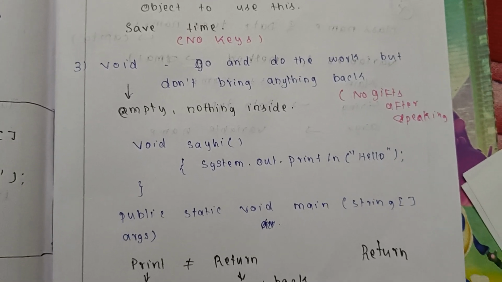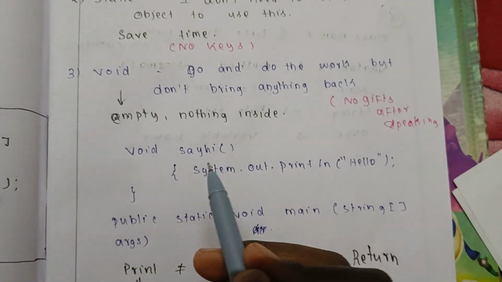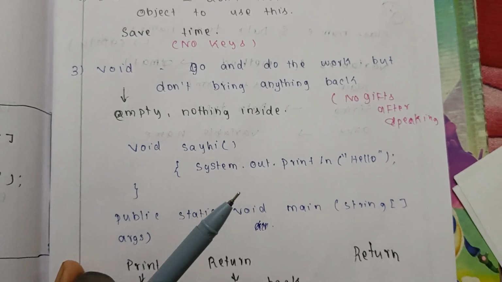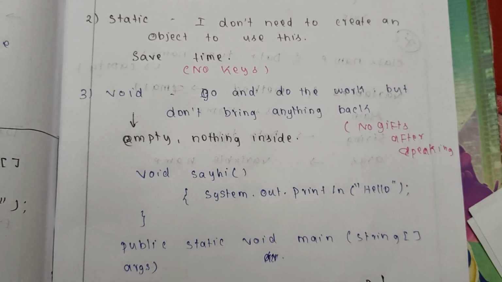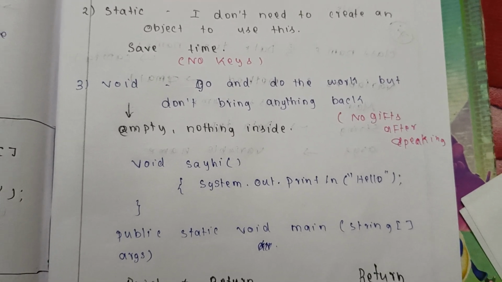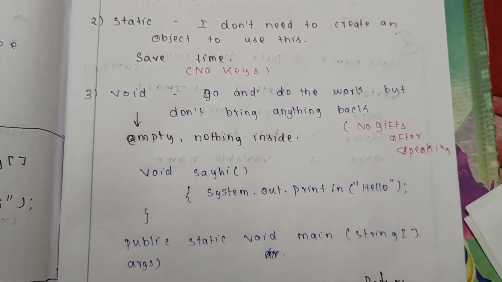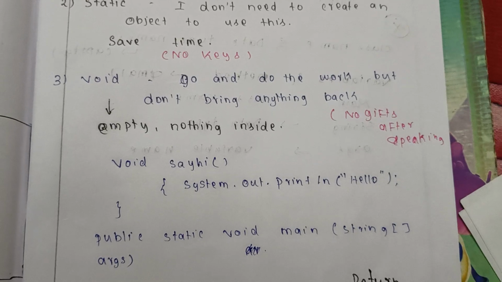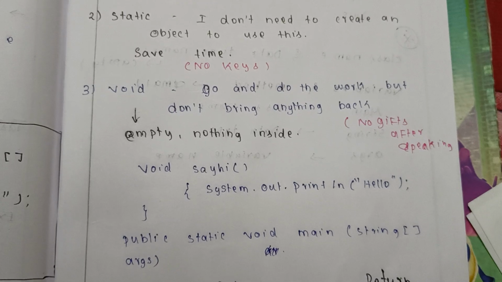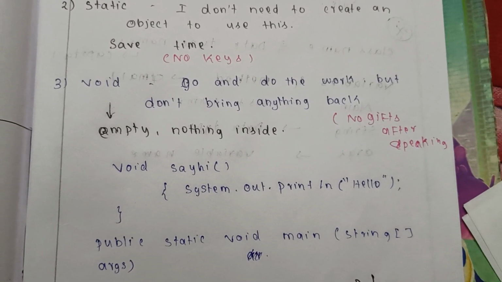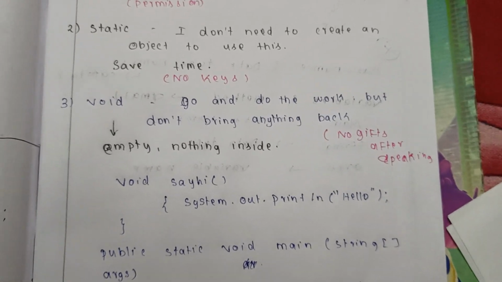Now we have to know why this void is used. You can say it is empty, nothing inside. Why do we need to use this void? Because in Java, when you make a method, that is a job. Here I have represented a job like a kid. If you make a method, you must tell Java two things: what job to do, and whether it should give something back to you or not.